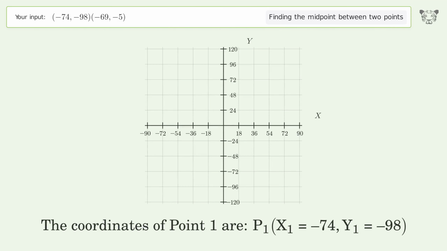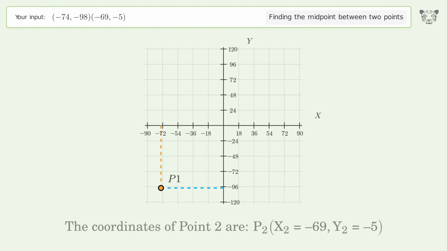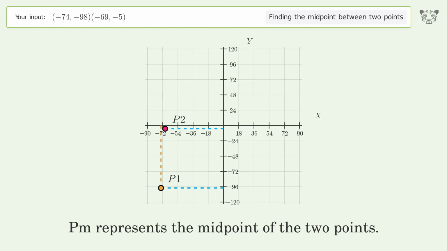The coordinates of point 1 are x1 equals -74, y1 equals -98. The coordinates of point 2 are x2 equals -69, y2 equals -5. PM represents the midpoint of the 2 points.